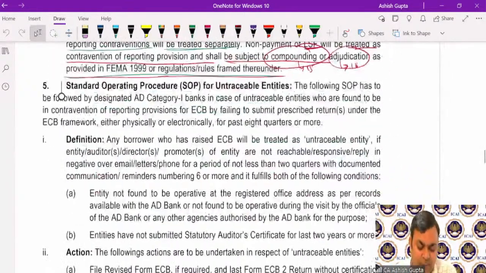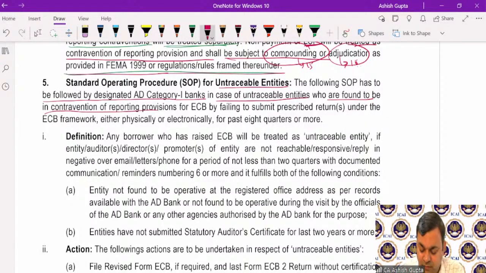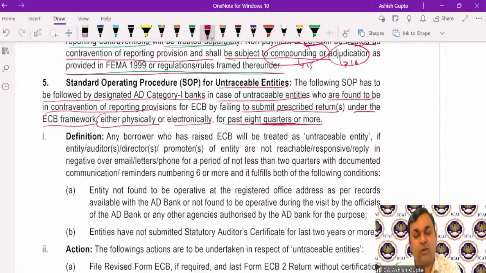Okay. Fifth point is standard operating procedure, SOP, for untraceable entities. Right. So what they have mentioned, the following SOP has to be followed by designated AD category 1 in case of untraceable entities who are found to be in contravention of reporting provision for ECB, to submit prescribed returns under the ECB framework either physically or electronically for past 8 quarters or more, right?